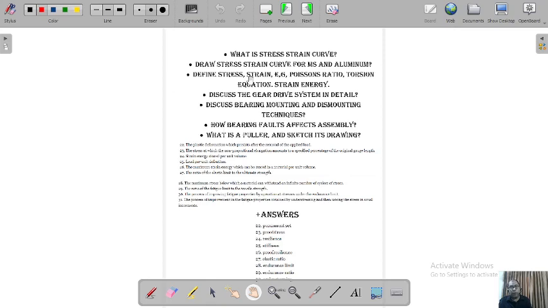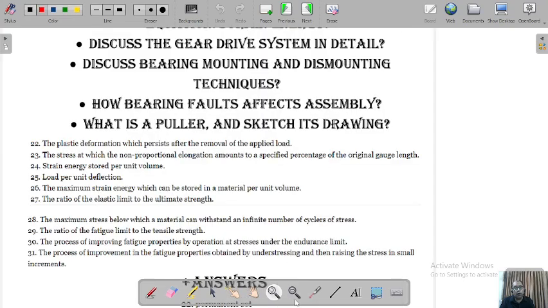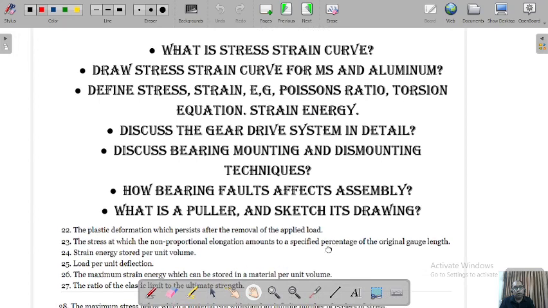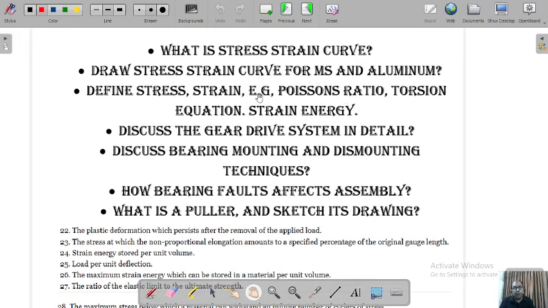What is the stress strain curve? You must tell. Draw the stress strain curve for mild steel and aluminium. The stress strain curve basically gives very simple definitions like stress and strain. E stands for modulus of elasticity. G is the shear modulus, and mu is the Poisson's ratio. Then the torsion equation.